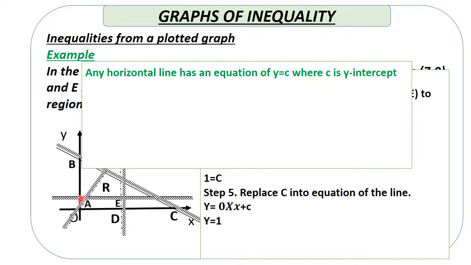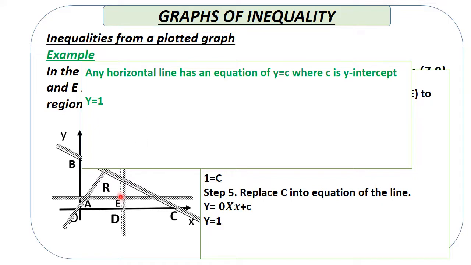So the equation of this horizontal line, which cuts the y-axis at 1, is just y is equal to 1. You are done. No need to find the gradient. No need to come up with the equation of a straight line. It's going to give you the same answer. As you can see, here it's y is equal to 1, and here it's y is equal to 1.